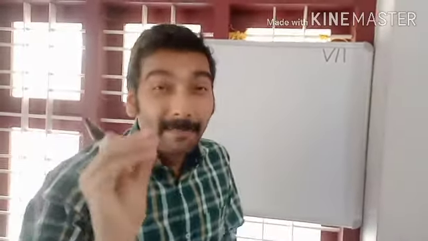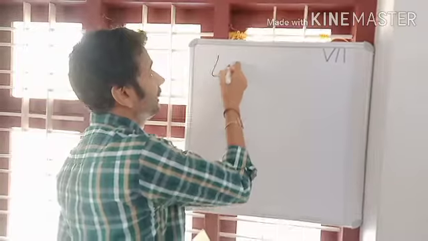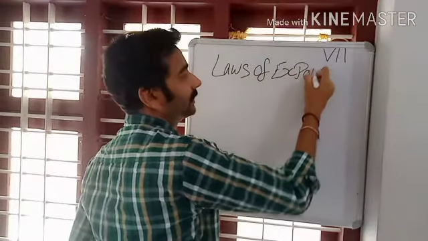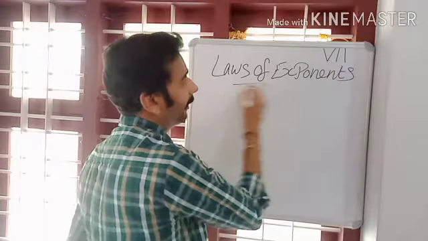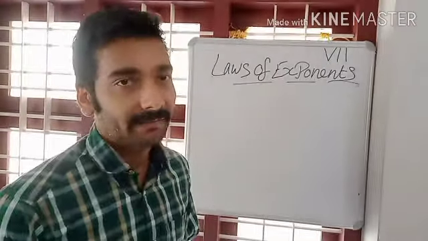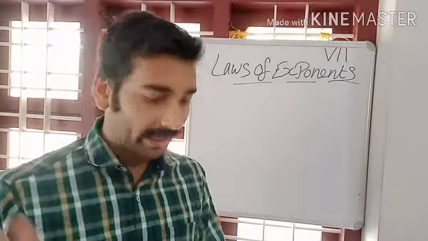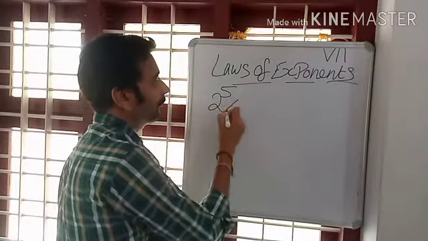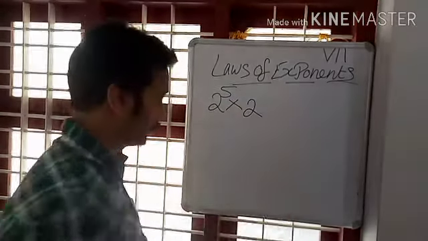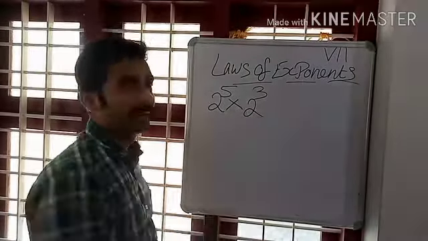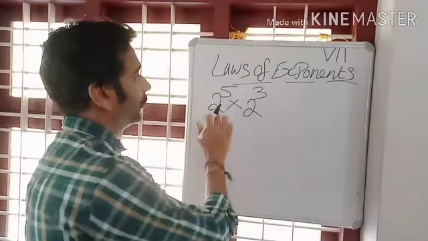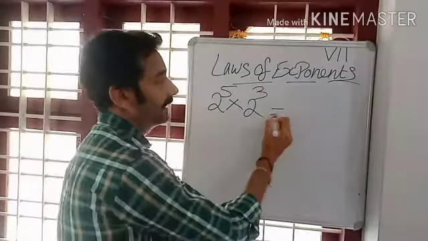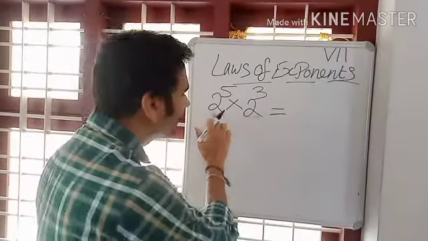Then another important concept, that means laws of exponents. Very important. Laws of exponents. Very important concept. Okay. First one is 2 raised to 5 into 2 raised to 3. This is an example. It is in the form where the base is same.